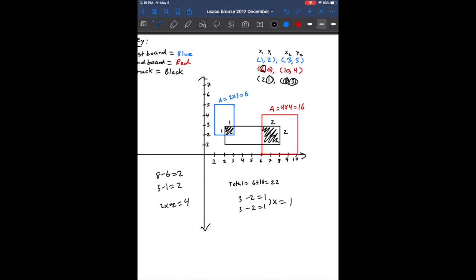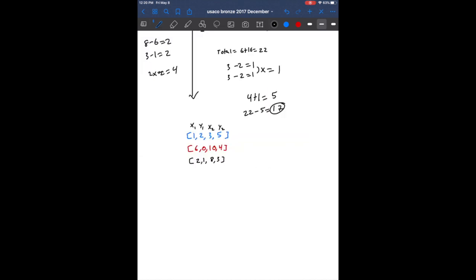So this area here is 4, and the area here is 1, which means that 4 plus 1 equals 5, and that is the total intersections between the truck and the two boards. And now since we have the total area, we can just do 22 minus 5, and that equals 17. And that is your answer. That is how much of the board is still visible despite the truck blocking 5 units of space.